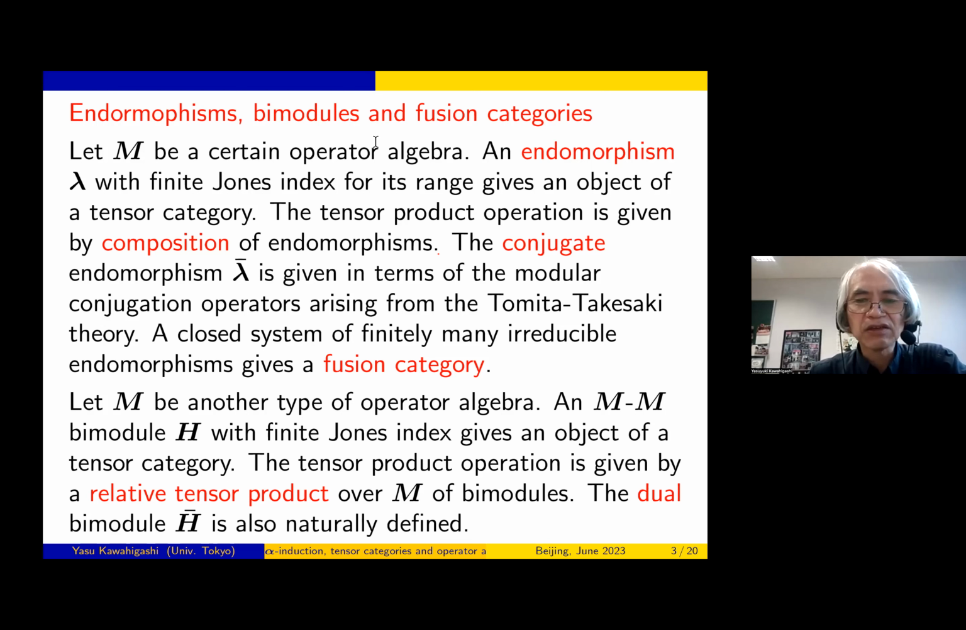And in this situation, the dual bimodule is easier to define. We just look at the dual Hilbert space, the conjugate space. Then it has a natural action of M and M. So we have an H bar in this setting, and this is really a dual object. Also, in this situation, it's easy to define a direct sum and irreducible decomposition. So in either way, we can construct a fusion category within the operator algebraic setting.